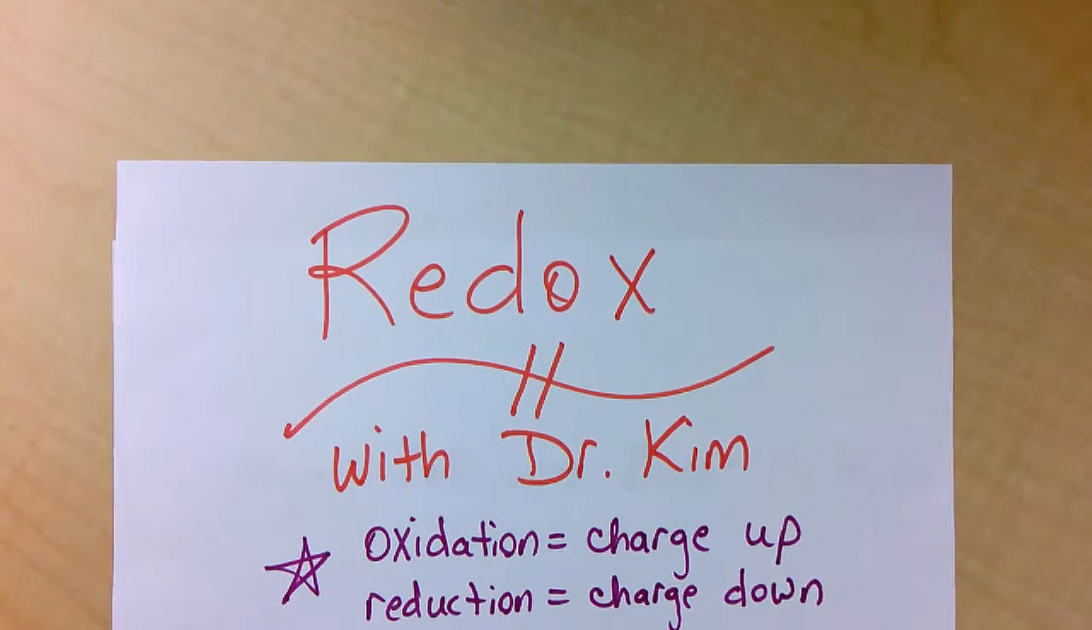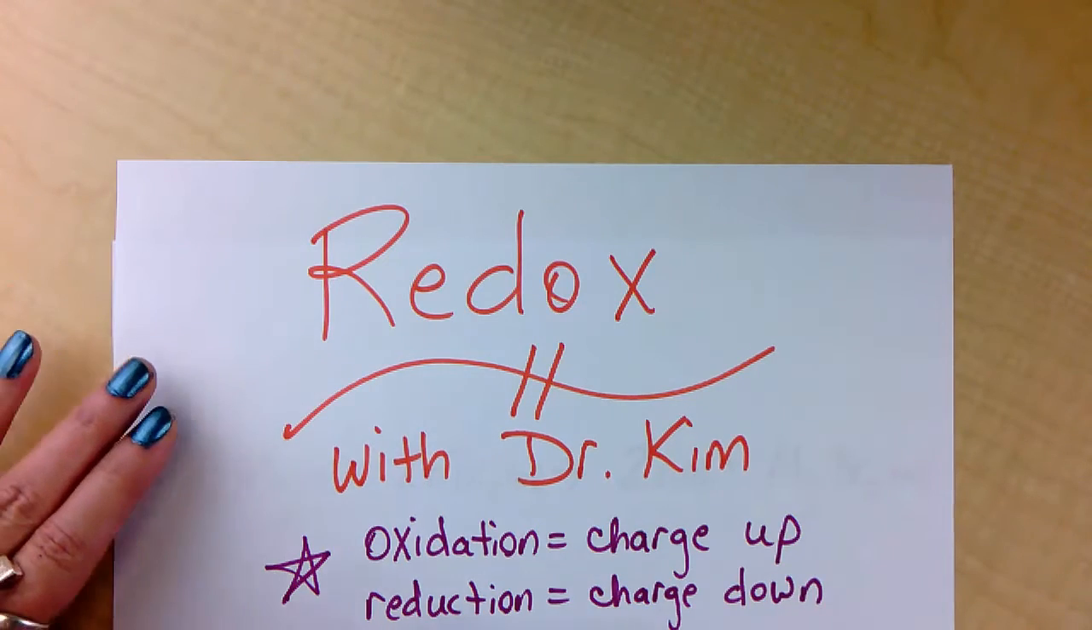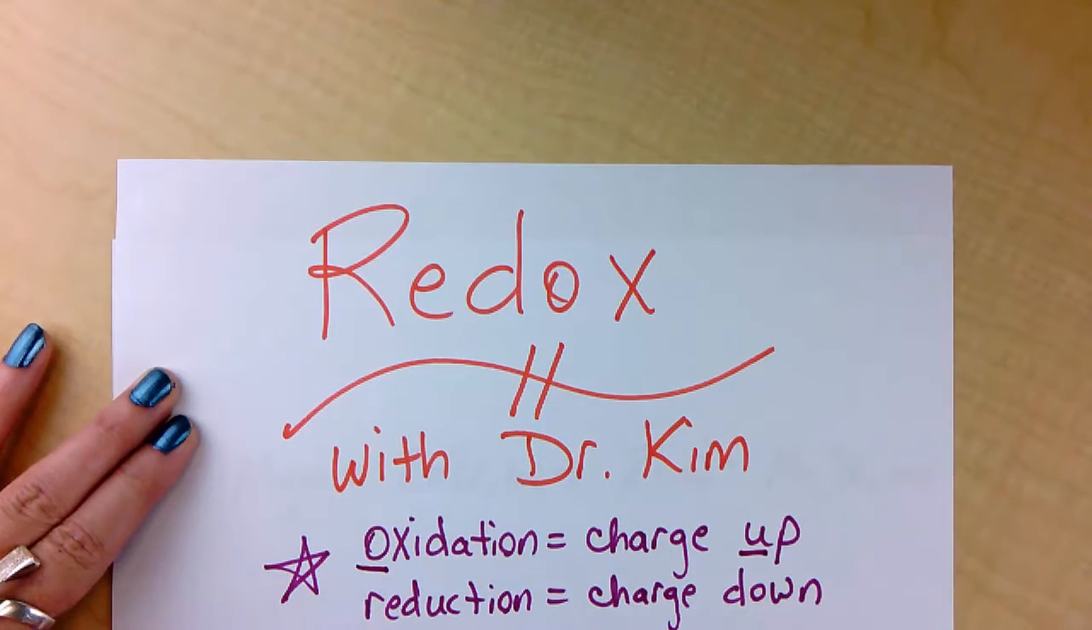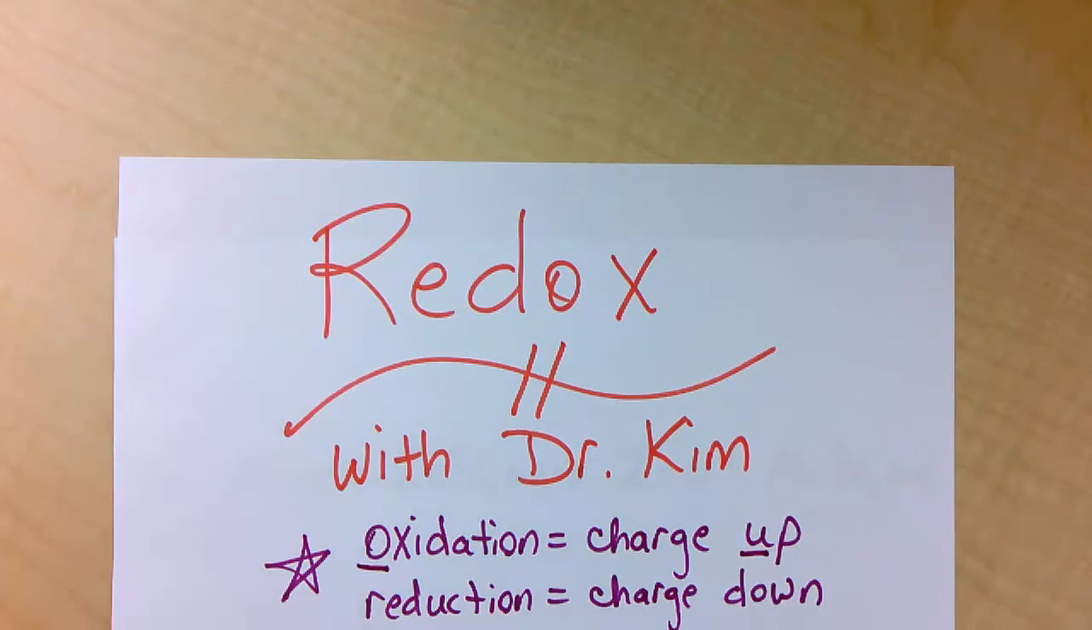Oxidation is when the charge of one of the atoms in a reaction increases or goes up. You can remember this because oxidation starts with a vowel and so does up. So ox is up is oxidation. Reduction is when the charge goes down.